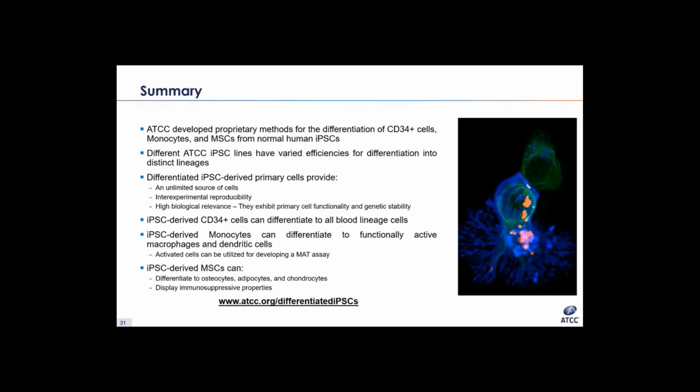I also showed you that iPSC-derived CD34 positive cells can differentiate to all blood lineage cells. I presented data indicating that iPSC-derived monocytes can differentiate to functionally active macrophages and dendritic cells. I also showed that activated cells can be utilized for developing a MAT assay. I showed you how iPSC-derived mesenchymal stem cells can differentiate to osteocytes, adipocytes, and chondrocytes, and they also display immunosuppressive properties.